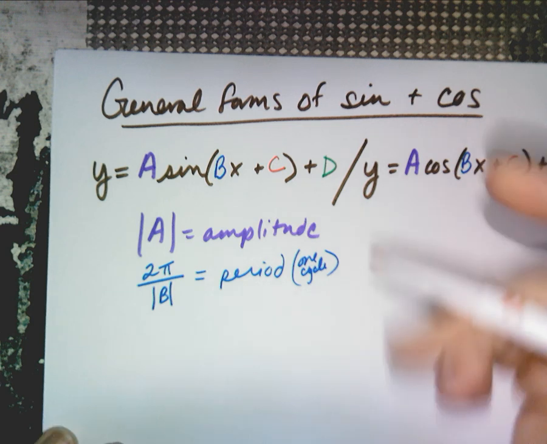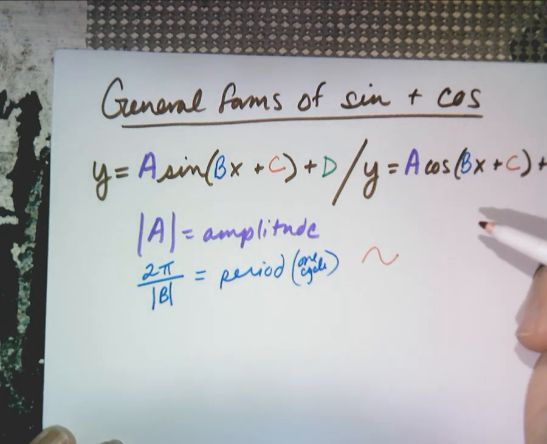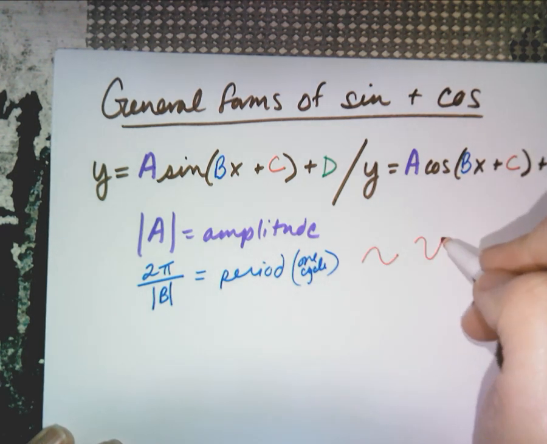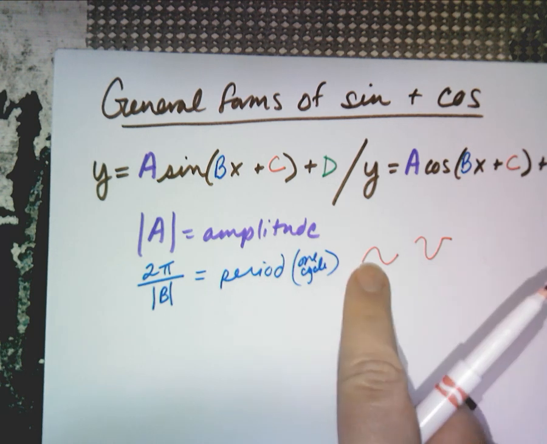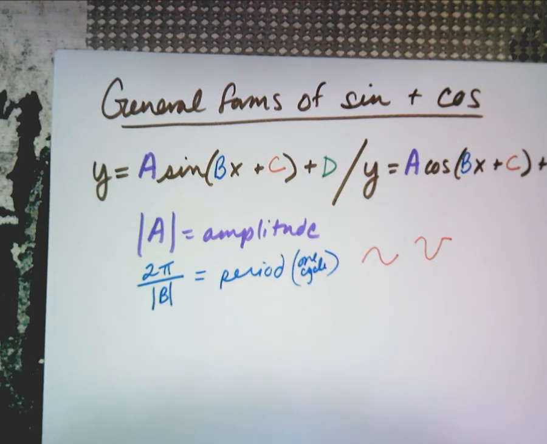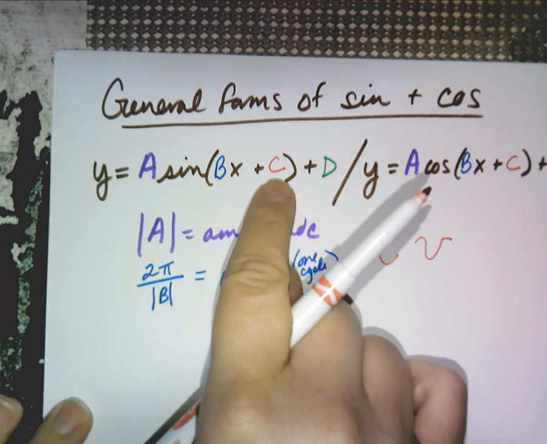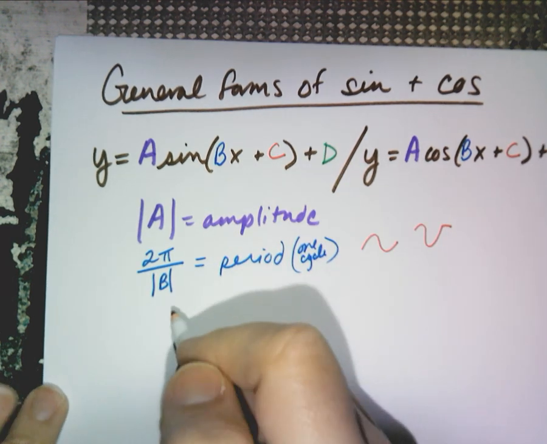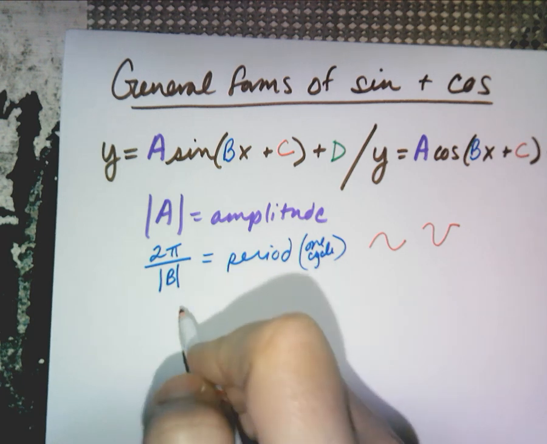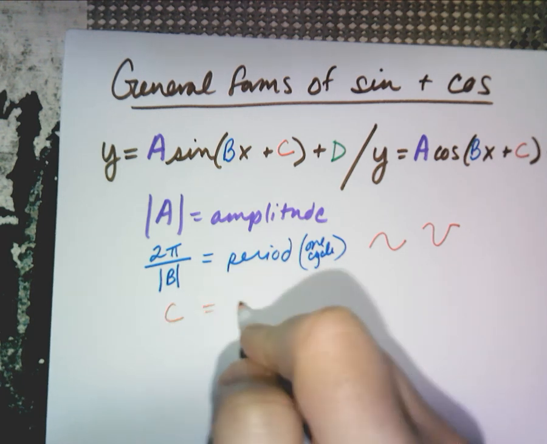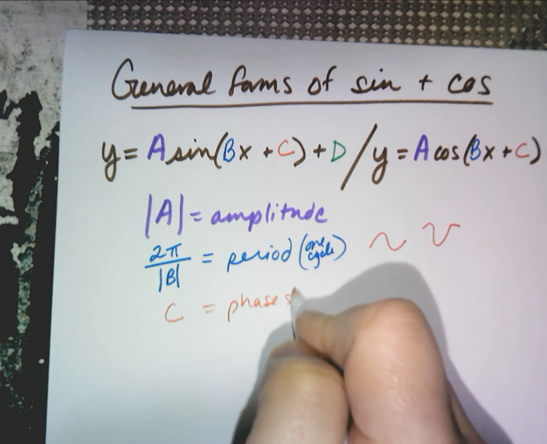You'll either have an S or you'll have the cup. That would be one cycle of sine. That would be one cycle of the cosine. All right, so now the C. Listen, this is new for you. This C is your phase shift.